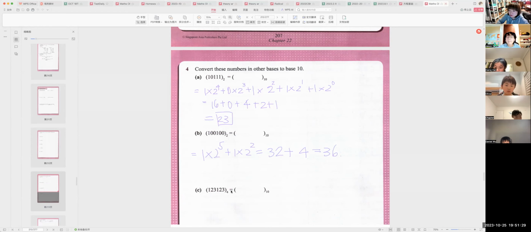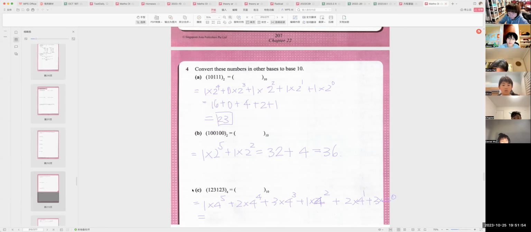Okay, 好，我们看看第三题啊。So it's 1, 2, 3, 4, 5, 6. So 1 times 4 to the power 5 plus 2 times 4 to the power 4 plus 3 times 4 to the power 3 plus 1 times 4 to the power 2 plus 2 times 4 to the power 1 plus 3 times 4 to the power 0.